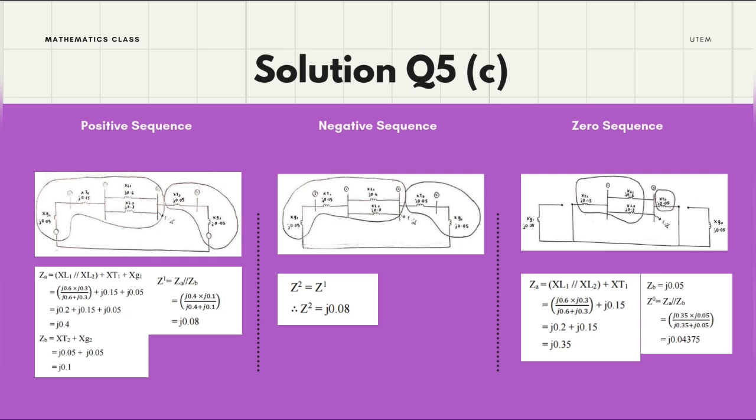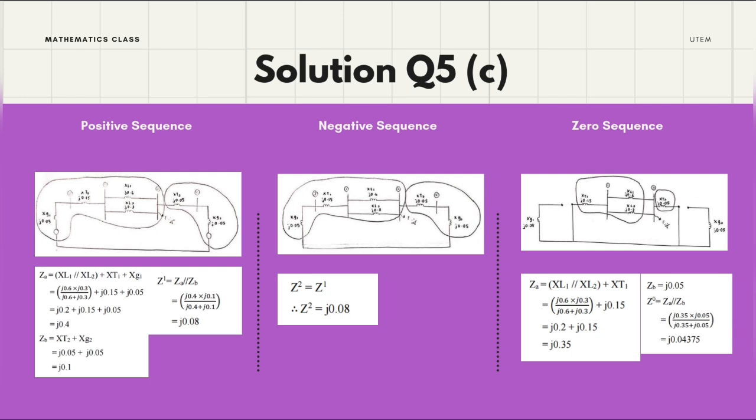First, we need to find the positive sequence, negative sequence, and zero sequence. For the positive sequence, there is a generator 1 and a generator 2. We need to divide the circuit into two sections because the fault is at bus 2. Before the fault, we assume section A, and after that is section B.